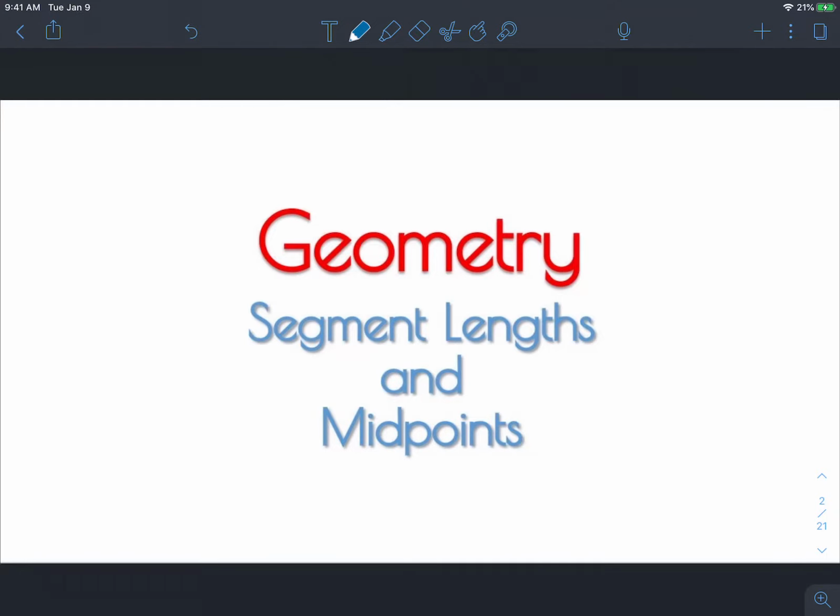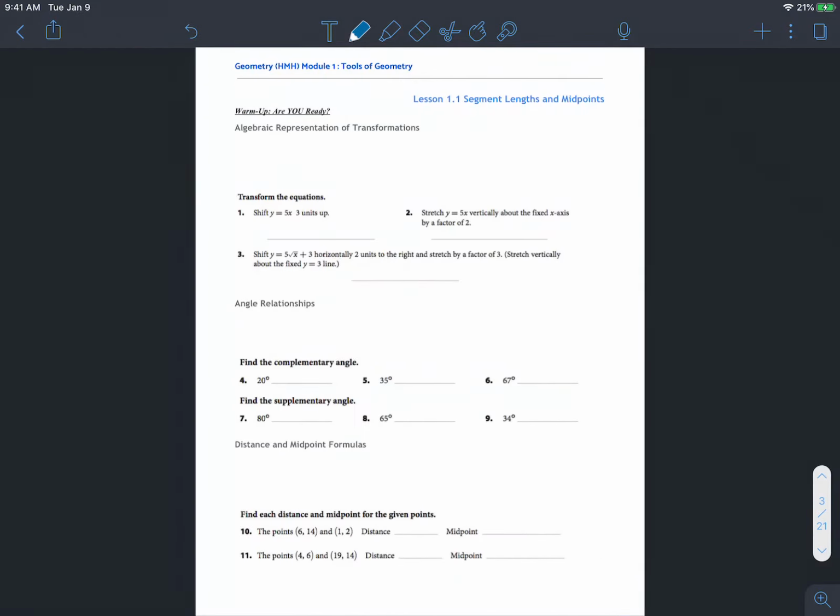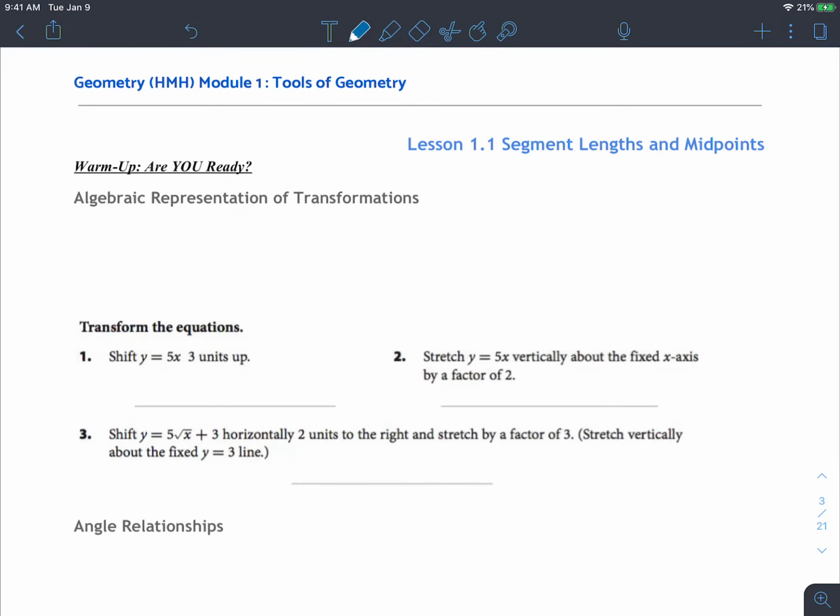Geometry, segment lengths, and midpoints. That's lesson 1.1, and we'll be doing a warm-up to see if you're ready.